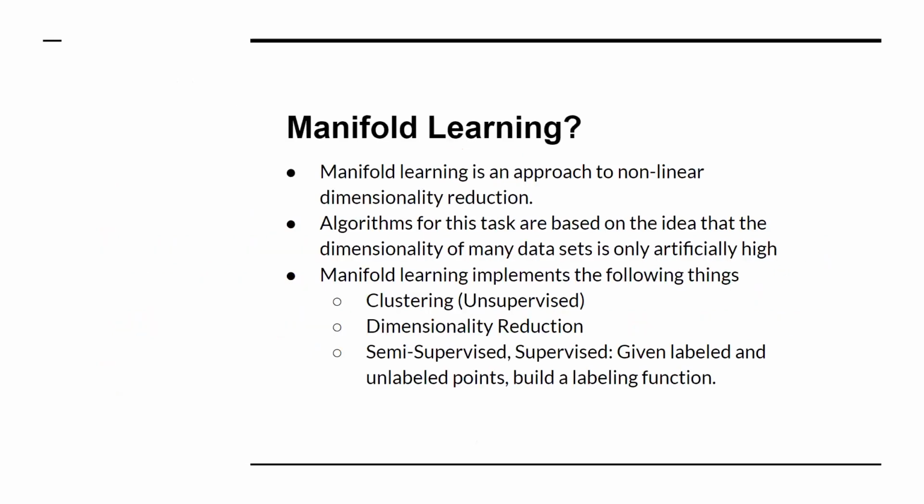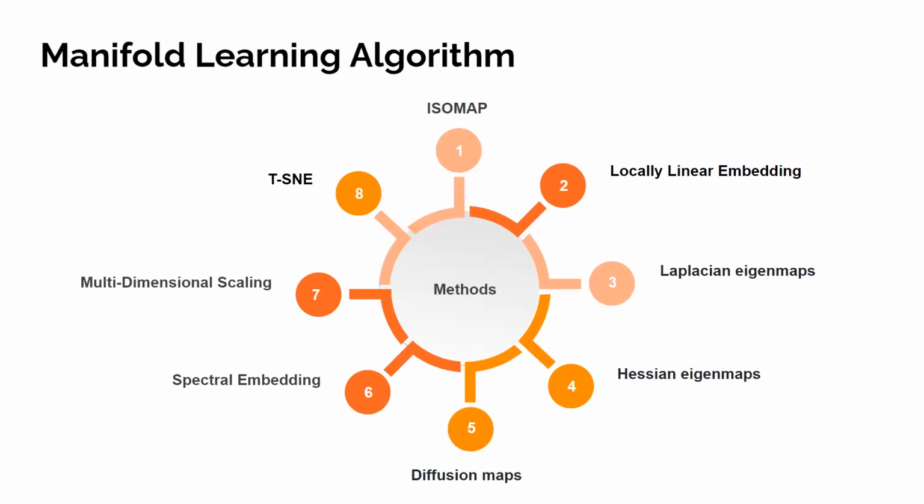Okay, so what is manifold learning? Manifold learning is an approach to nonlinear dimensionality reduction. Algorithms for this task are based on the idea that the dimensionality of many datasets is only artificially high. Manifold learning covers the following things. First is clustering, unsupervised learning, dimensionality reduction, semi-supervised, supervised: given labeled and unlabeled points, build a labeling function.